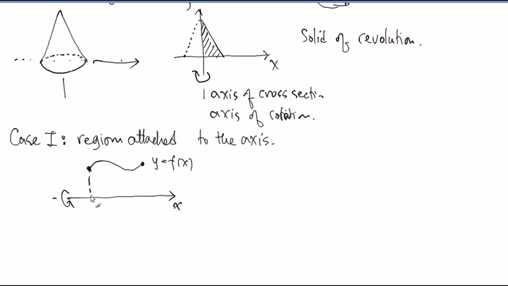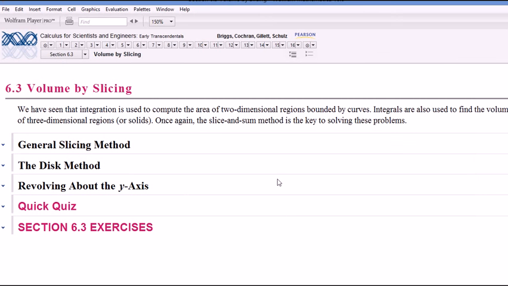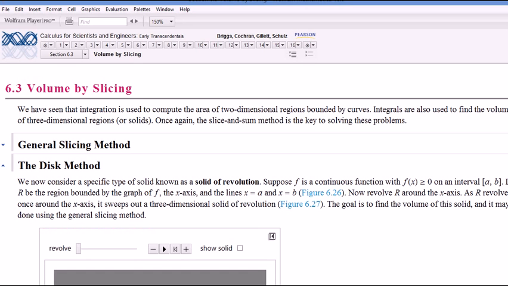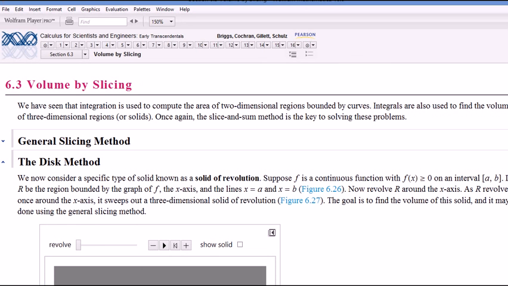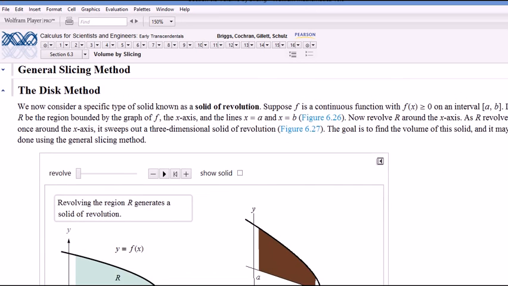So here is the A and here's the B. And this is the region we're about to rotate. This is completely on one side of this axis of rotation, right? And is this region attached to the axis of rotation? Correct? So that's the case, just like the cone. All right? So I'm going to show you a little picture to understand this one better. Here they call this a disk method, but solid of revolution I think is a better word.